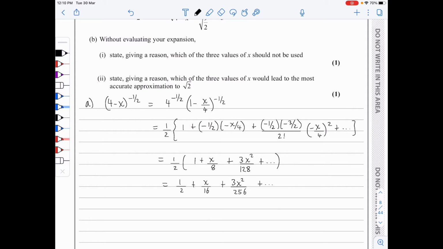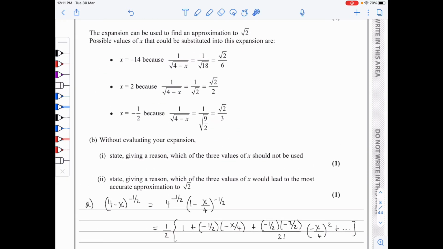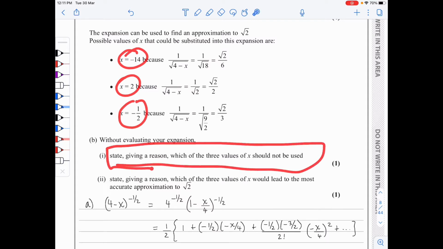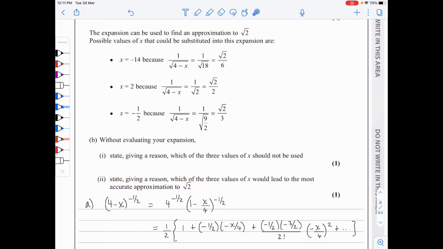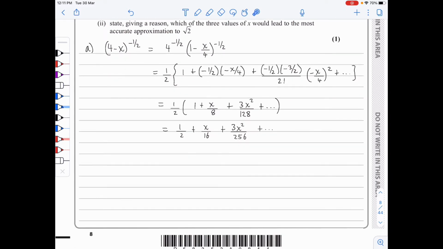So that was the first part of this question. Then we are being given 3 possible values for x, and we need to state which one cannot be used for approximating root 2 and which one will give the most accurate approximation to root 2. Now we know that this expansion is actually infinite, meaning that it goes on forever. So we know that the expansion is valid for modulus of x over 4 being less than 1, which means that x has to be between minus 4 and 4.